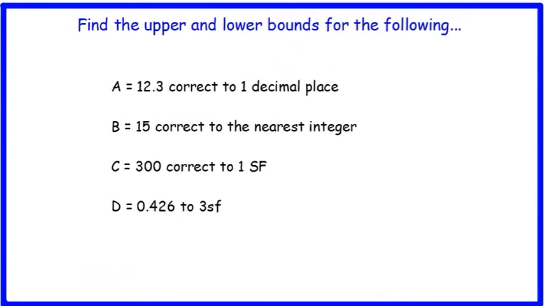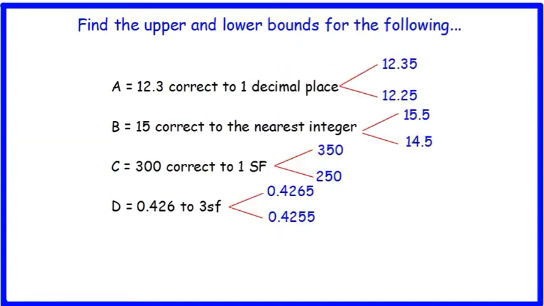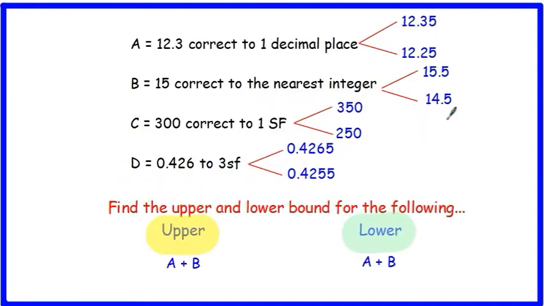So very quick reminder, bounds is when something is rounded up and down to the nearest, whatever it is in the question. So one decimal place, there's one decimal place. The upper bound is 0.35, the lower bound is 0.25. And we're looking at some calculations. We want the upper bounds.